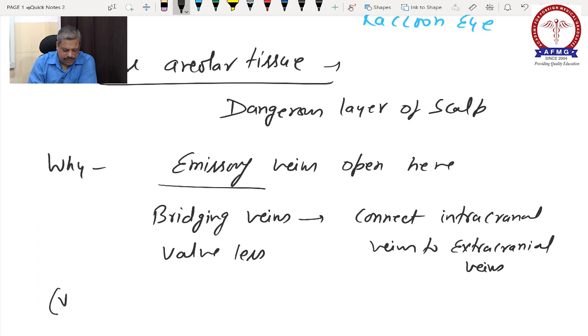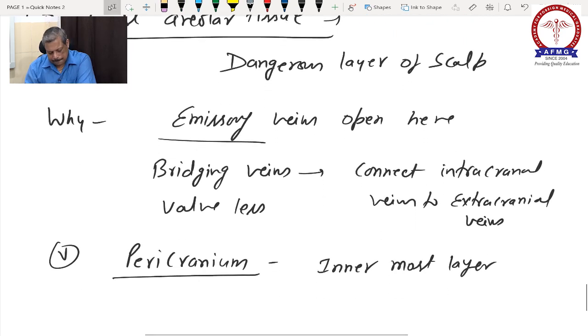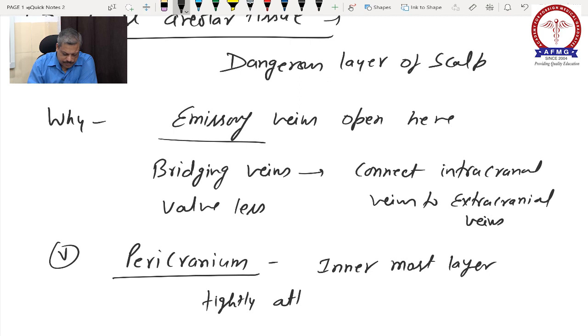The layer number 5 is the P for pericranium. This is the innermost layer. Clear? Pericranium. And it is tightly attached over the sutural line.